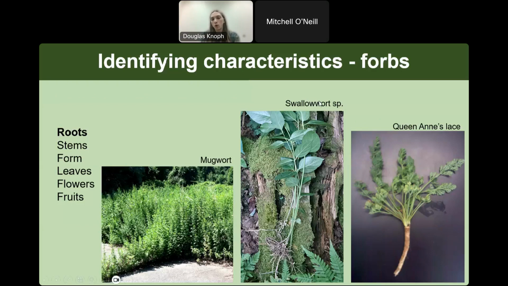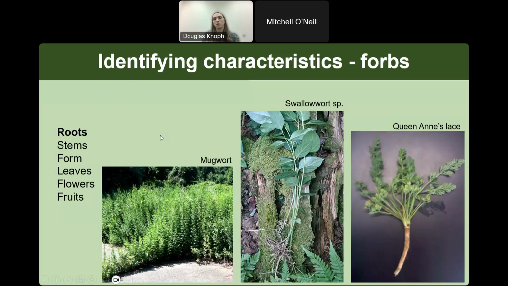Species like swallowwort will have more of a root ball, kind of this cluster of larger roots close to the surface. In this photo, you can kind of see some of the buds on this as well. So if you were to rip the plant out and leave the root ball, it would be able to send up a new plant from one of these buds.